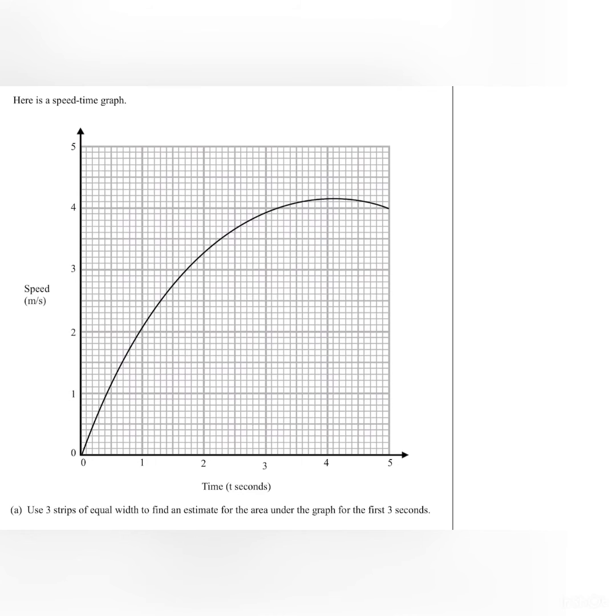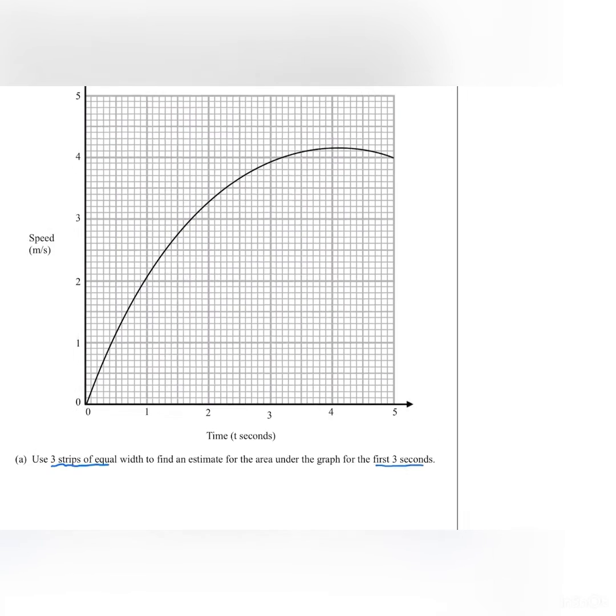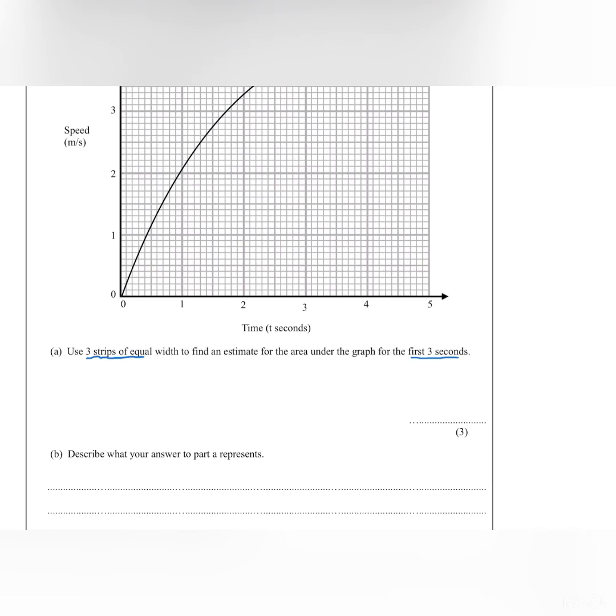Okay, so another typical exam question on velocity time graphs or speed time graphs. It says here's a speed time graph and use 3 strips of equal width to find an estimate for the area under the graph for the first 3 seconds. So first 3 seconds only. And then it says describe what your answer to part A represents. Now we're looking at the area under the graph, and that represents a distance. So the answer for this is distance travelled.